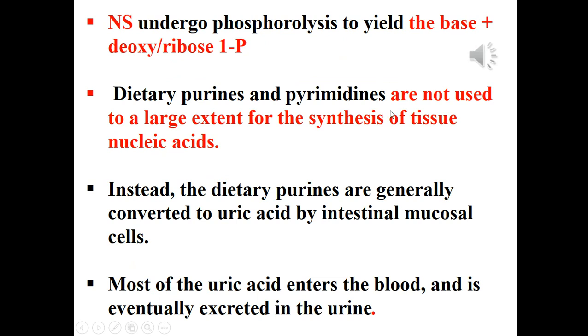Nucleosides undergo phosphorolysis to yield the base and deoxyribose or ribose 1-phosphate. Phosphorolysis means hydrolysis of the nucleoside to base and sugar and addition of phosphate to the sugar moiety. Dietary purines and pyrimidines are not used to a large extent for the synthesis of tissue nucleic acid. Instead, the dietary purines are generally converted to uric acid by the intestinal mucosal cells. Most of the uric acid enters the blood and is eventually excreted in the urine.